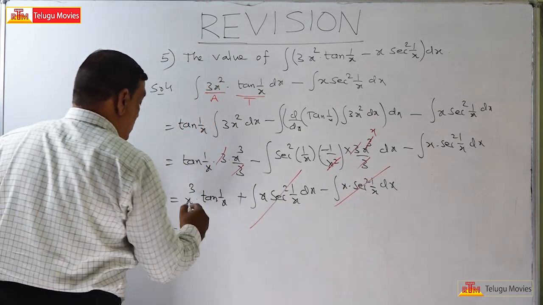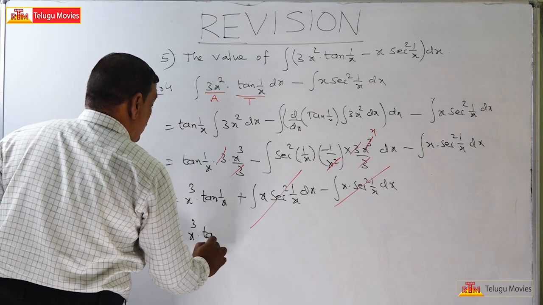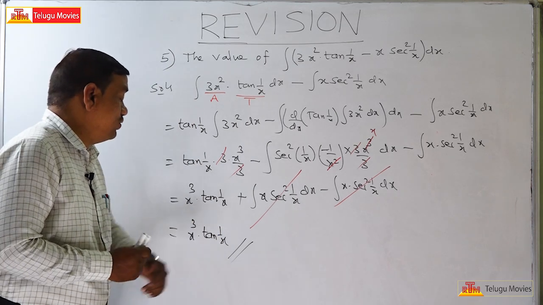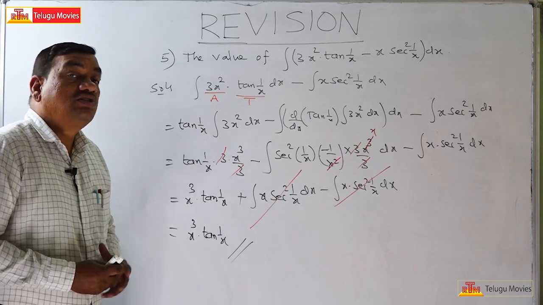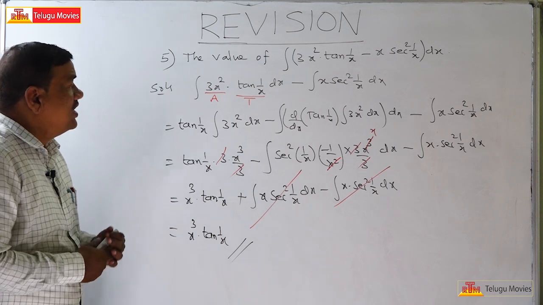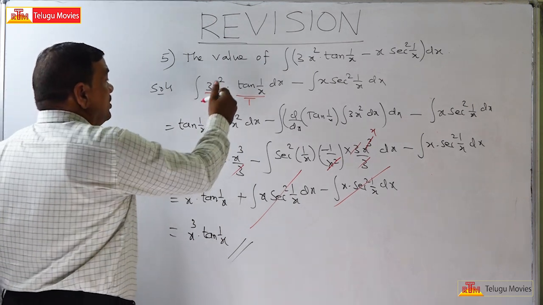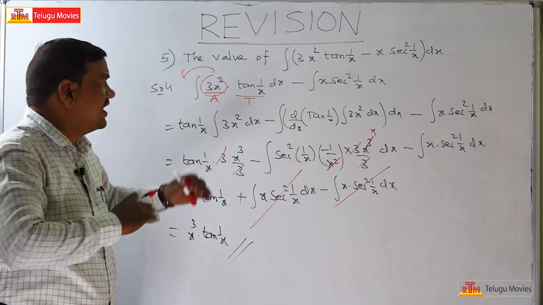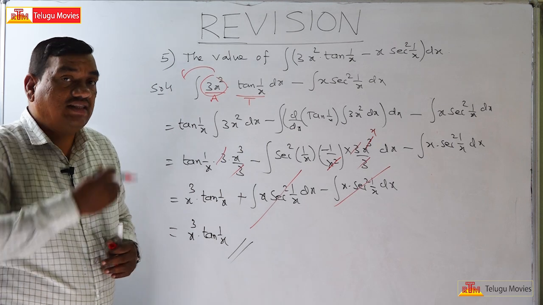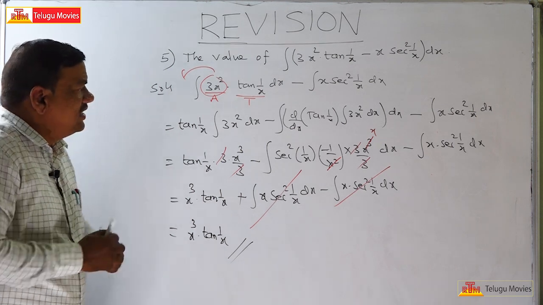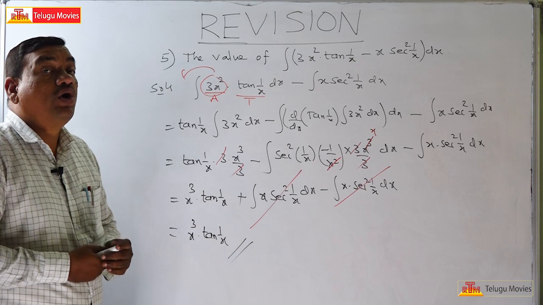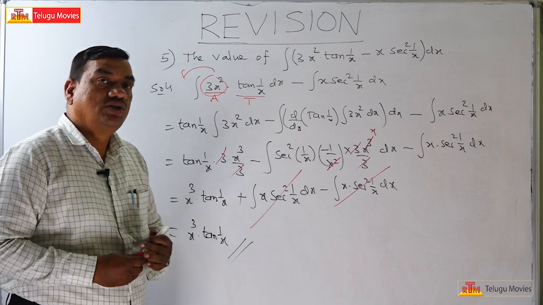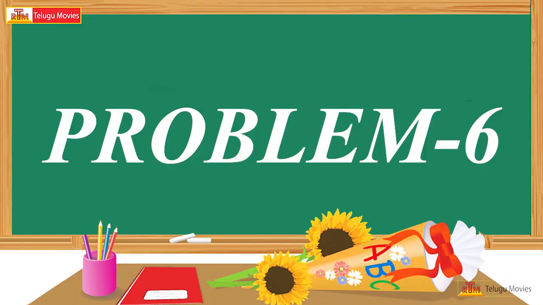So you will get x cube into tan of 1 by x. This is the formula. So x cube into tan of 1 by x is the final answer. Generally, if you take 3x square outside and tan x, the integral of tan x is log of secant x, or minus log of cos x. If you start doing the problem like that, it will become difficult. So sometimes you have to break the rules. I hope you understand this solution. So let us go to the next problem.